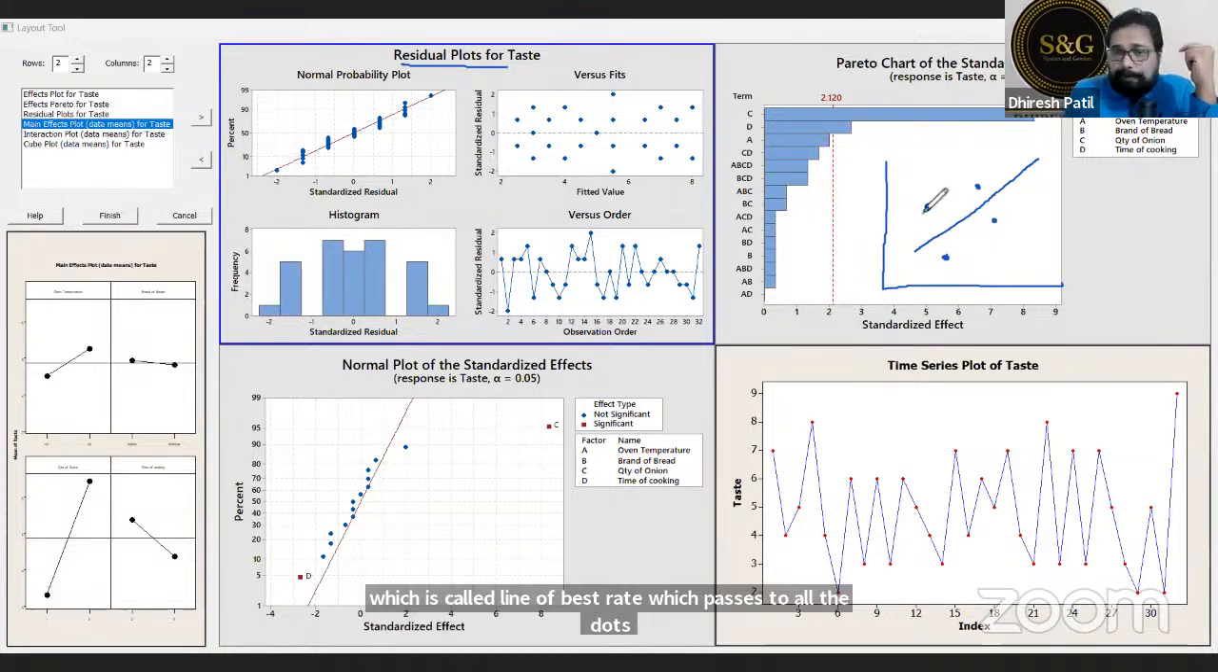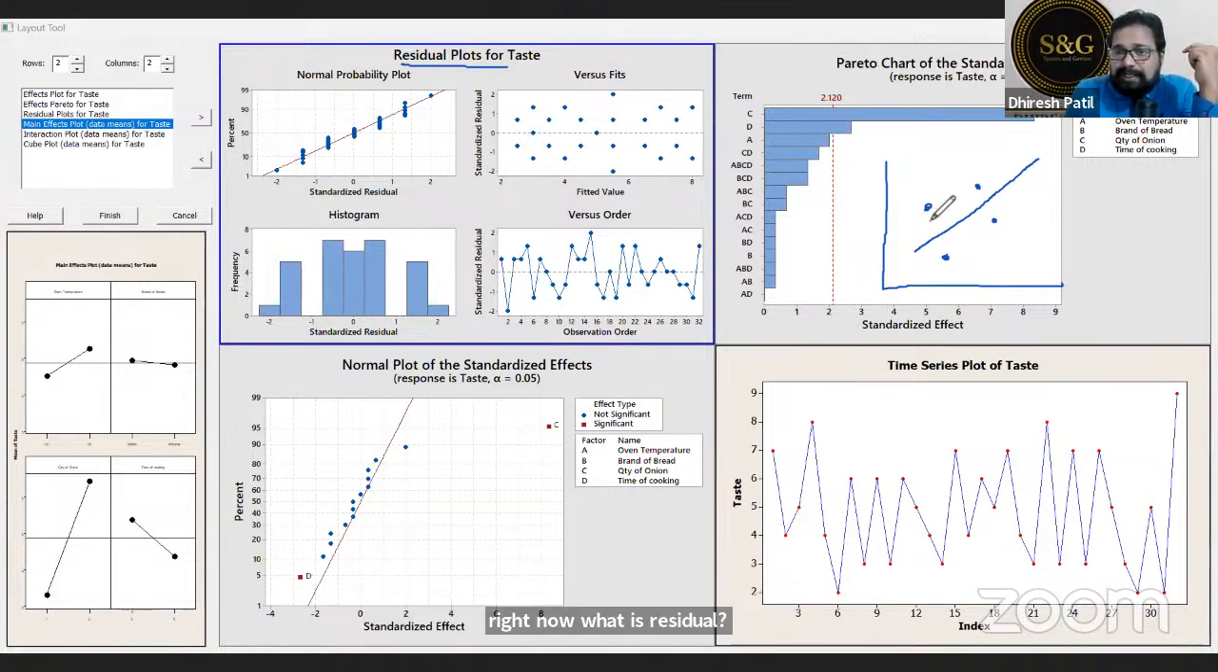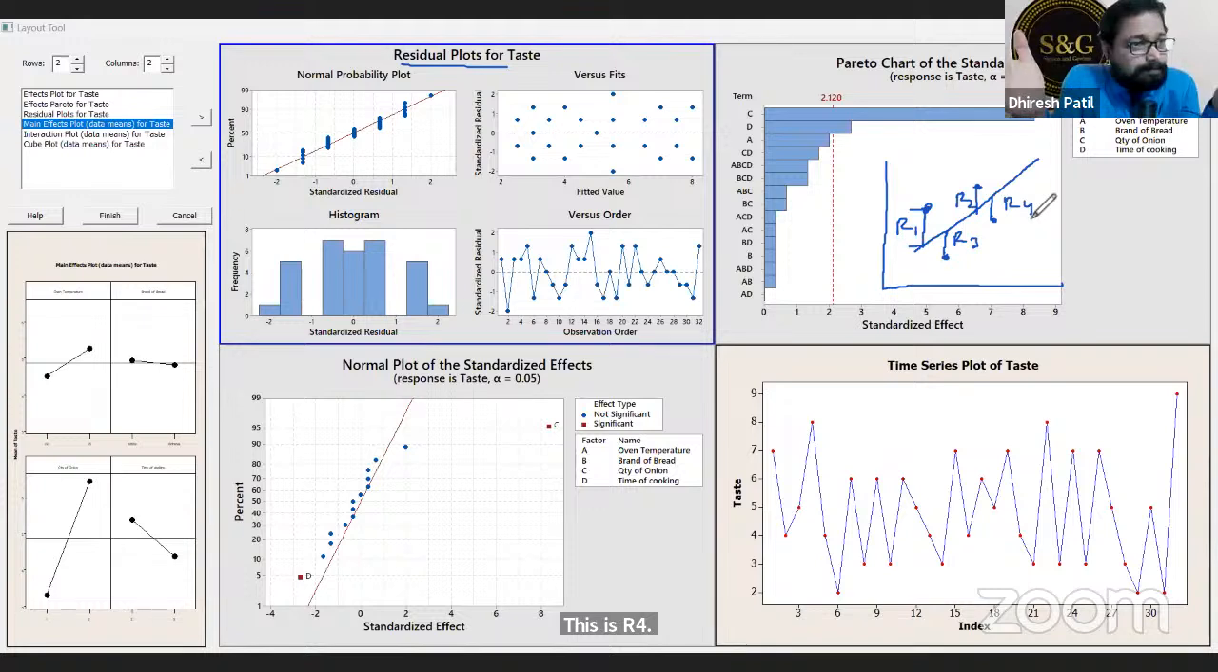Now, what is residual? Residual is the distance between this point and this line of best fit. This distance is called residual. This is, let's say, R1. Let's say this distance is R2. The vertical distance, okay? Let's say this is R3. This is R4. These are various residuals. Are you clear? Now the software checks all the residuals and does the normality test, the normal probability plot.